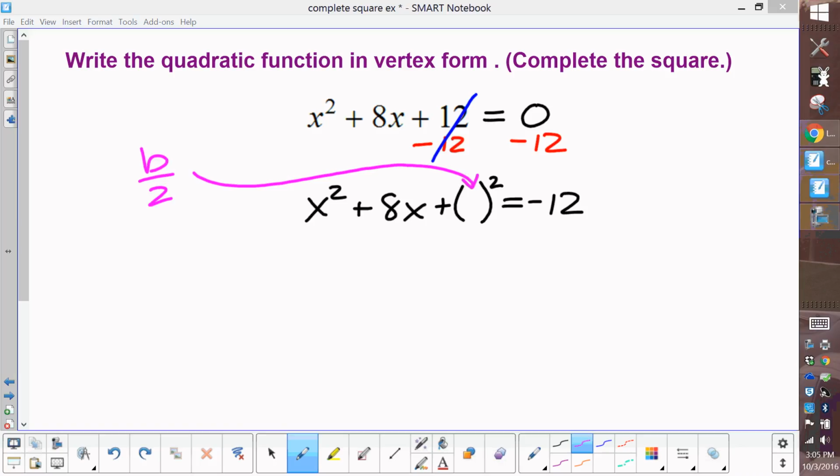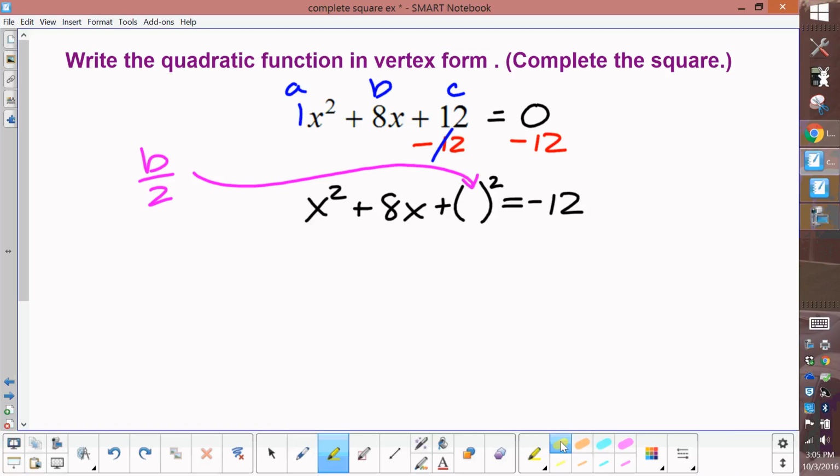And you'll remember from back in Algebra 1 days, when we were doing the quadratic formula and whatnot, the coefficients, so this would be my a, this would be my b, and this 12 here would be my c. Okay, but I only need the b in this scenario, and it just happens to be 8. So in this spot would be 8 divided by 2. And so that is going to be a 4 right there.